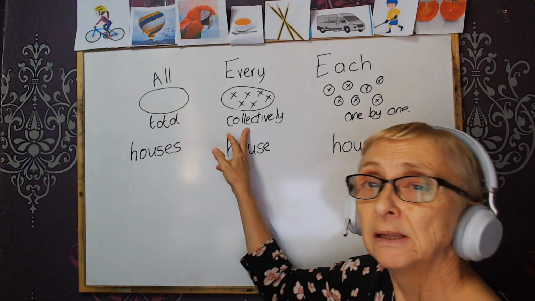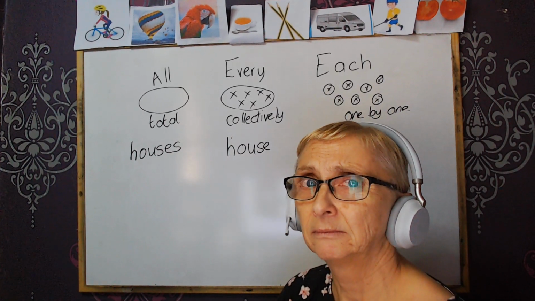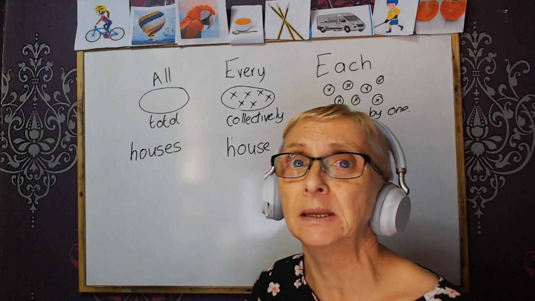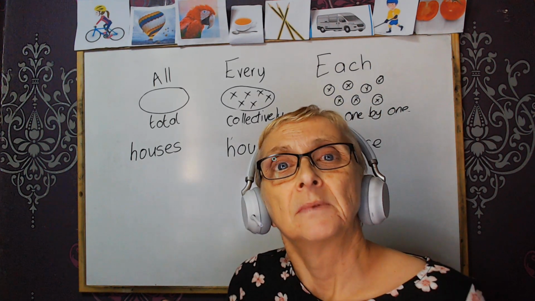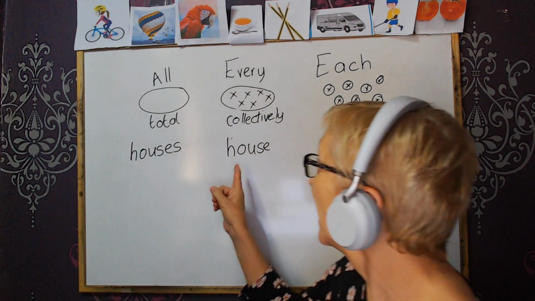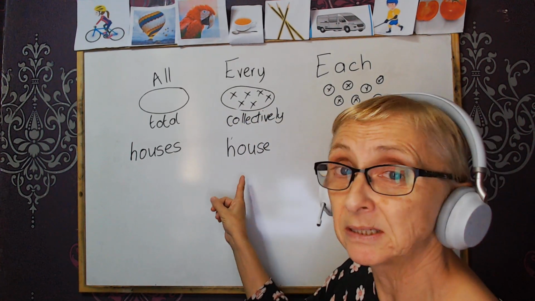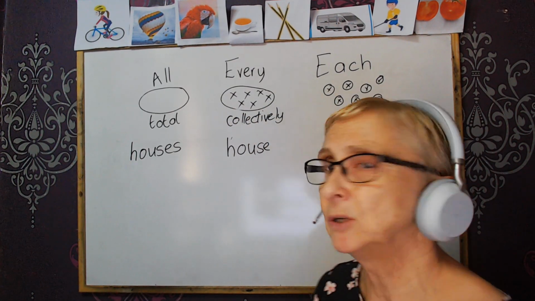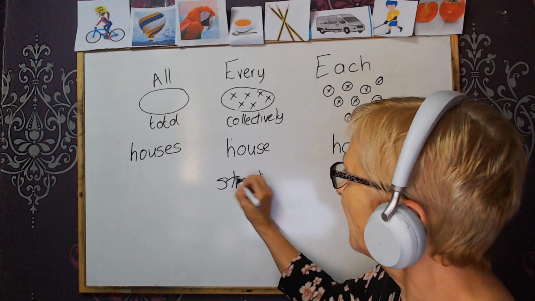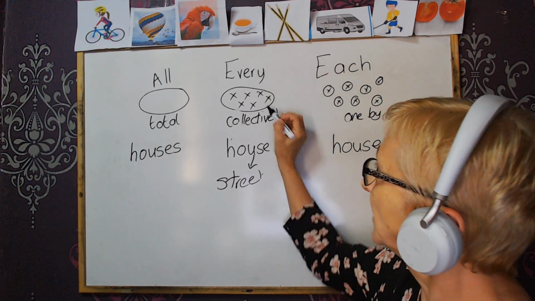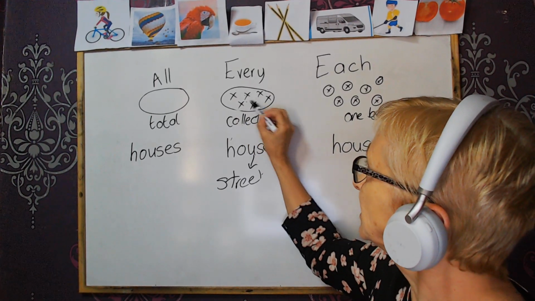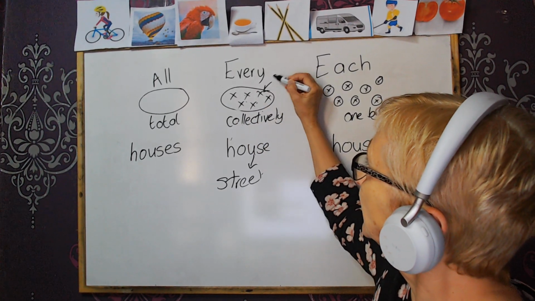Every means collectively. So every house in my street has a garage. So street is where every house is. So that's why it's collectively. These are the houses. This circle is the street.